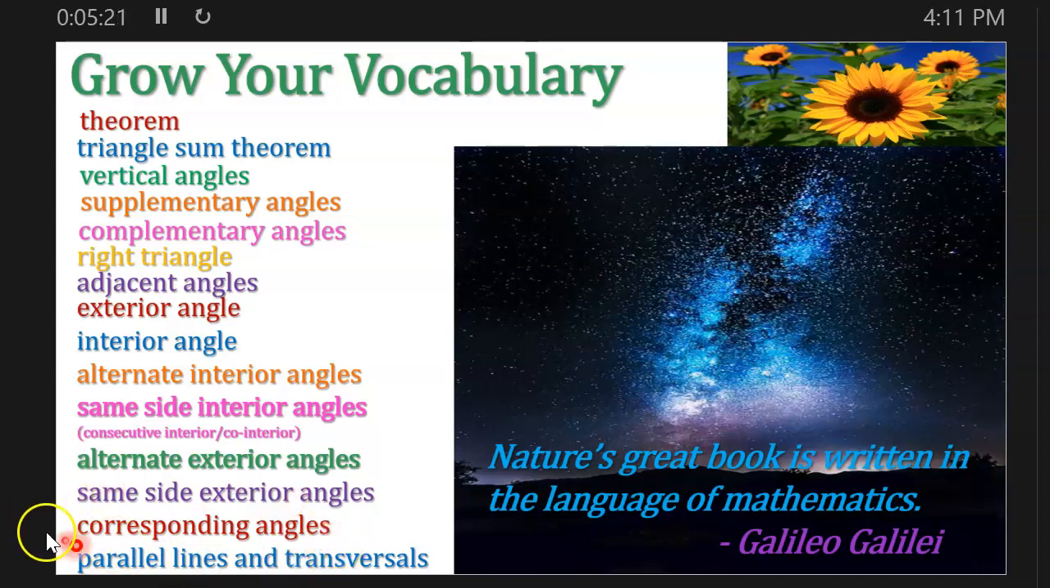And then corresponding angles are those angle relationships that are in the relative same location on each intersection point of the parallel line and transversal. So if you cut it out and place it on top of the other intersection, the ones that are right on top of each other are going to be those corresponding angles, and corresponding angles are congruent.